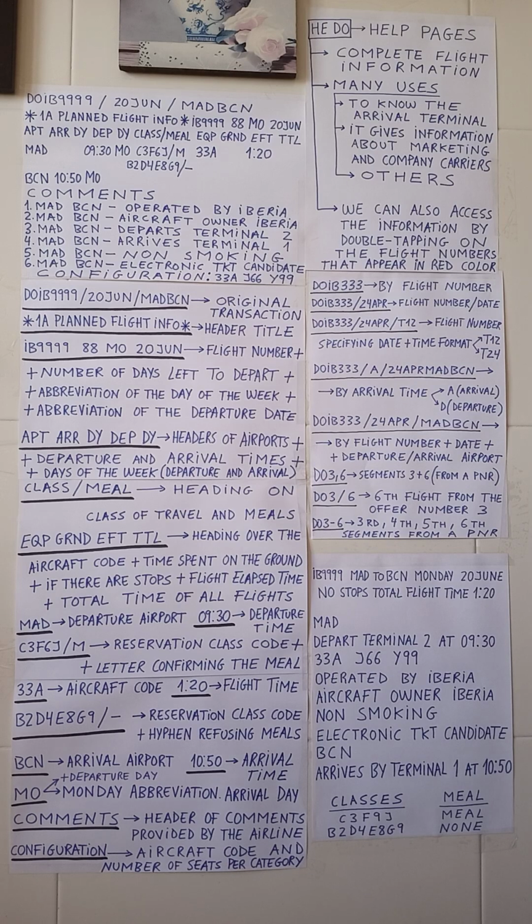One of them is to know the arrival terminal. Another of them is to obtain information about marketing and company carriers. Here I wrote others, because by accessing the complete information of a specific flight, there is a lot of data that can be used. There are two ways to access the complete information of a specific flight.